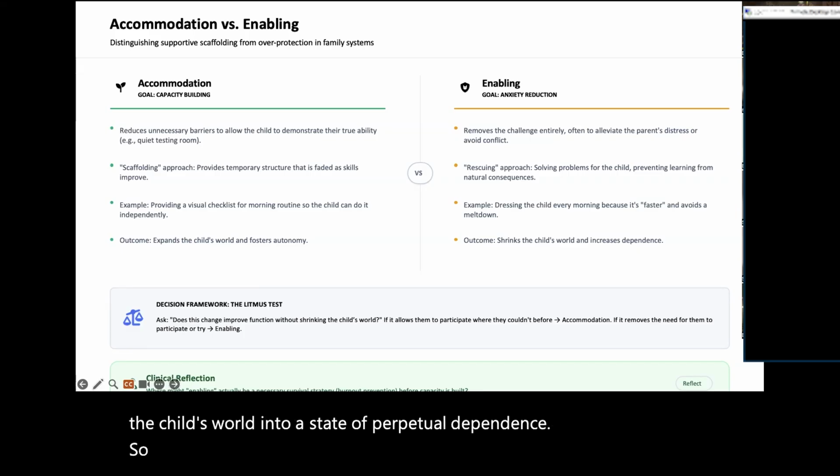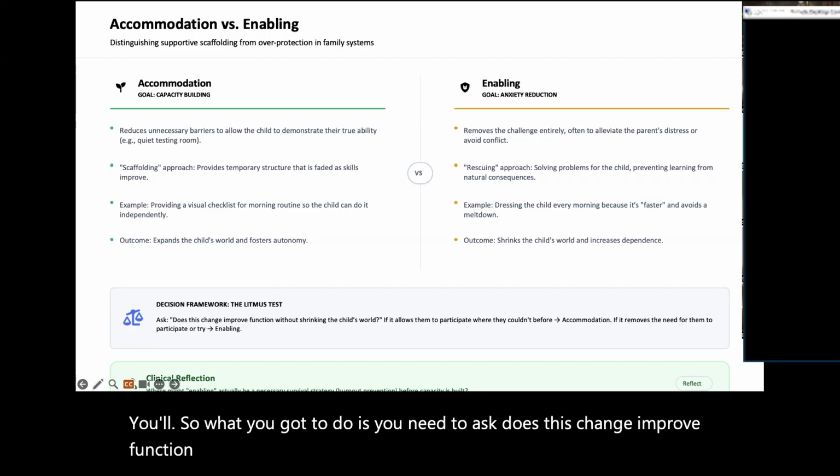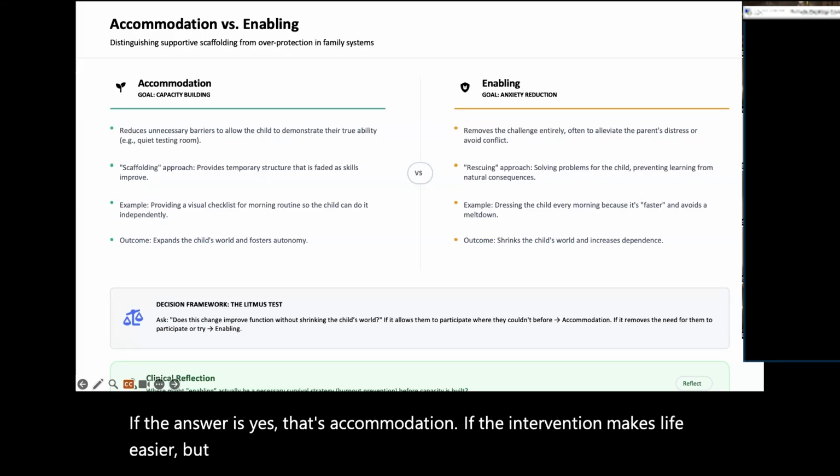So the litmus test at the bottom here is kind of useful. What you've got to do is ask, does this change improve function without shrinking the child's world? If the answer is yes, that's accommodation. If the intervention makes life easier but reduces participation, exposure, independence, then we would call that enabling.